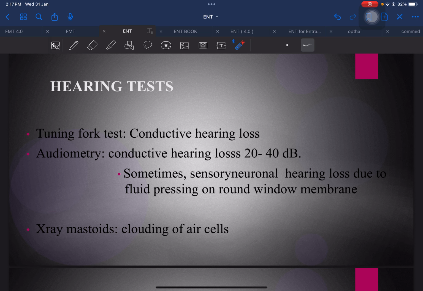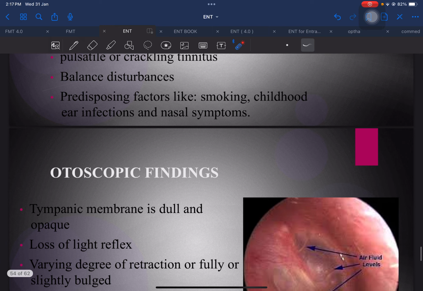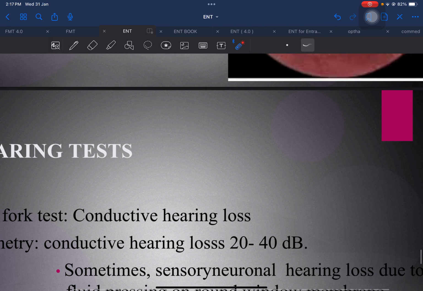We talked about otoscopic findings. Now we talk about the tuning fork test.